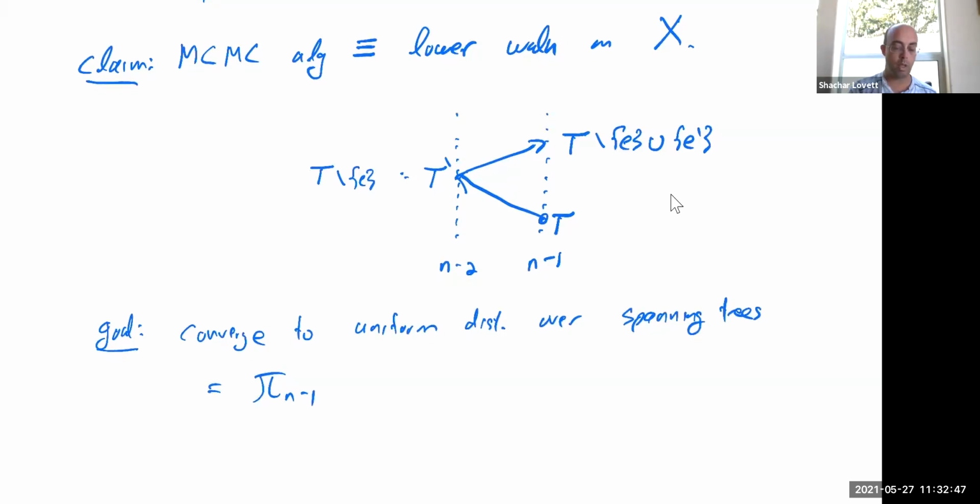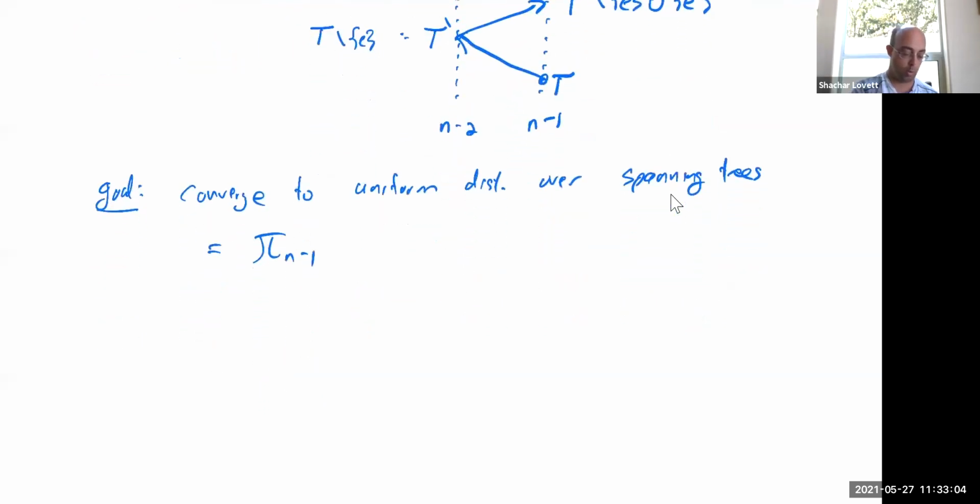And my claim is going to be the lower walk always converges to this distribution. So it doesn't matter how we define the distribution of the top level faces. If you make the lower walk and you run enough times, it's going to converge to this distribution. So my second claim here is going to be that the lower walk converges to pi n minus 1.